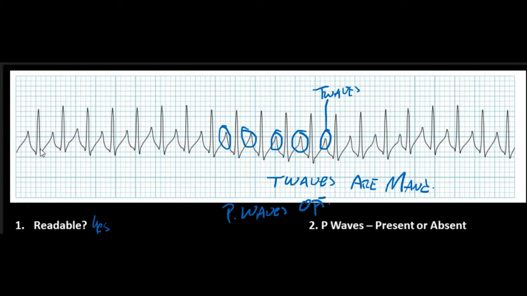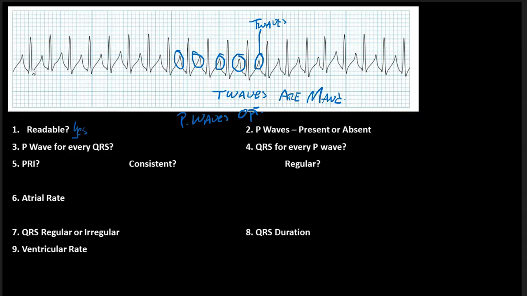One of the reasons why we say that is because in a rhythm like this, we really can't tell whether or not there is a P wave present or absent. Really, I can't see them. So in this case, we're going to say that they are absent. I really can't tell whether or not there are any P waves in here. Okay, so let's get rid of these.